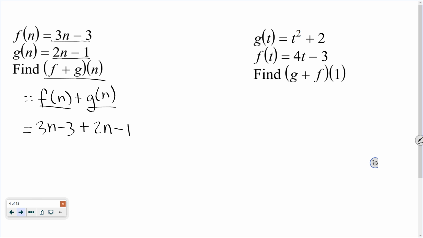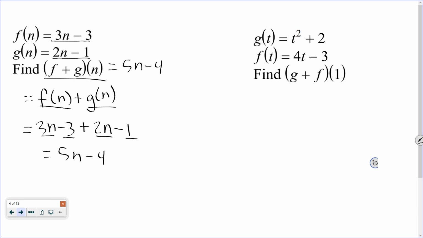So there is some simplifying we can do here. We have some like terms. I have 3n and 2n, so that'd be 5n. I've got a minus 3 minus 1, so that'd be a minus 4. So I come up here, f plus g of n is equal to 5n minus 4.